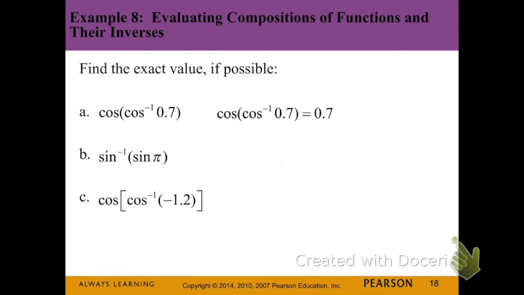For problem B, we have sine inverse of sine of pi. Pi is not in the interval of -pi/2, pi/2. So we're going to have to evaluate this a little differently. I'm going to start by just looking inside the parentheses and evaluating sine of pi. So if I think back to my unit circle at pi, my y value is 0. So that leaves me with sine inverse of 0. And if I think of where the angle 0 is on my inverse trig or unit circle, I know that the y value for that is also 0. So my answer here is just 0.